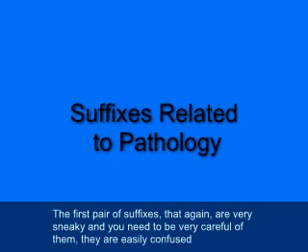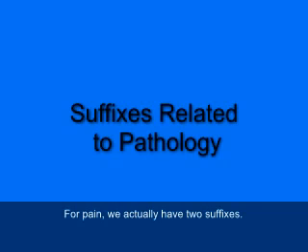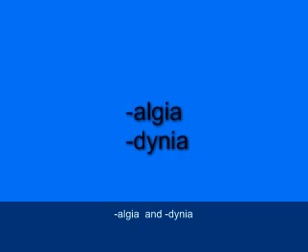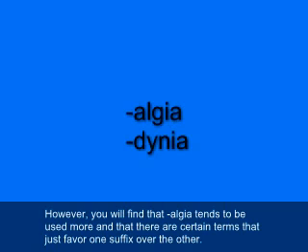The first pair of suffixes that again are very sneaky, you need to be very careful of them, they're easily confused, is the suffix for pain versus the suffix for inflammation. Now for pain, we actually have two suffixes, -algia, A-L-G-I-A, and -dynia, D-Y-N-I-A. These both mean pain, and they can be used interchangeably. However, you will find that algia tends to be used more, and that there are certain terms that just favor one suffix over the other.